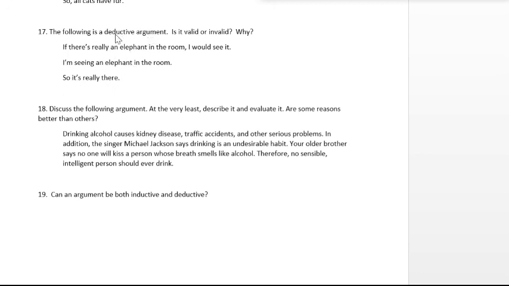Okay? Maybe it's a strong inductive. Did I say inductive? This is an invalid deductive argument. Maybe it would be a strong inductive argument, but as a deductive argument, it's invalid. What I should say is, so it's probably really there.